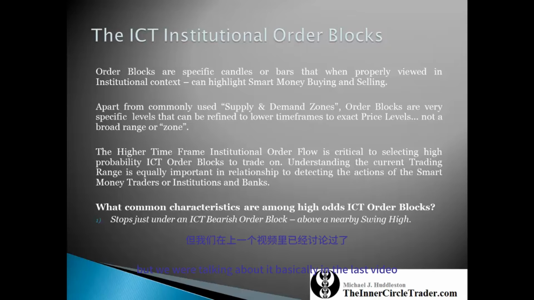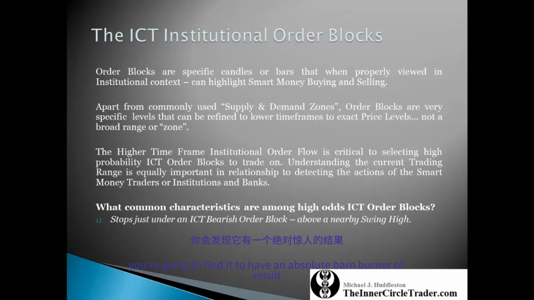But we were talking about it basically in the last video, when we mentioned true day, where the markets reached to in the previous session, previous day, previous week, previous month, where they reach into the previous range to run stops. That has to be attributed to high odds order block selection, because there are going to be times when an order block doesn't have to have those stops to run, and it'll be outstanding, and that's fine, that's great.